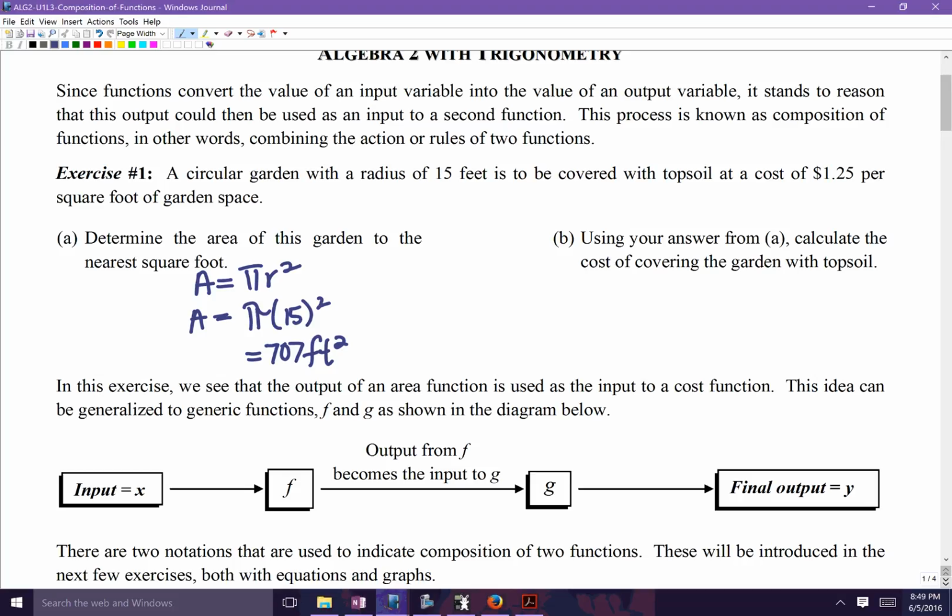Using your answer from part A, calculate the cost of covering the garden with topsoil. So I need that value of 707. I'm going to multiply it by the cost per foot, and I get a value of $883.75.